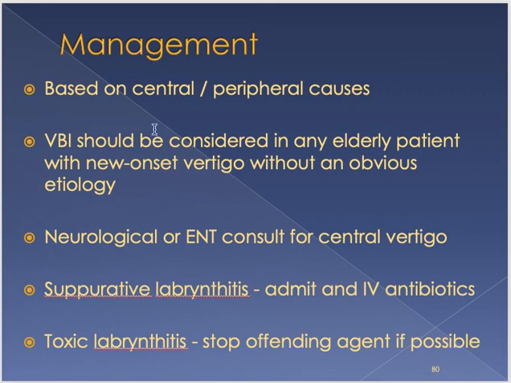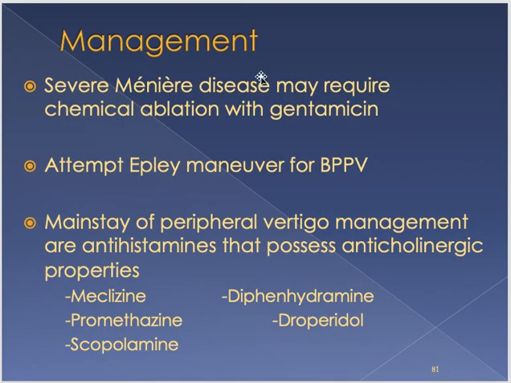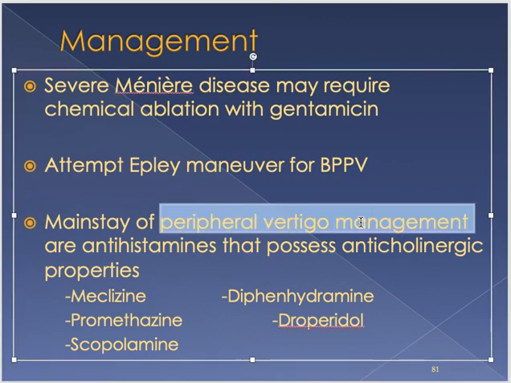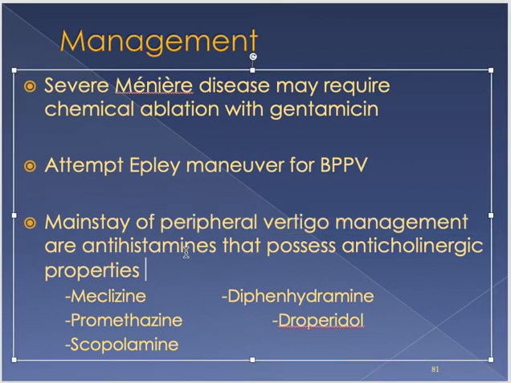So the management is based on the cause. Of course, treat the cause, whether it's a central one or a peripheral one, and whether neurological signs are present. If there is suppurative labyrinthitis, admit and give IV antibiotics. Toxic one, stop the offending drugs. So of course, the management depends on the cause. For BPPV, give them the Epley maneuver, treat Meniere's disease if it is the cause. But the mainstay of peripheral vertigo management is again antihistamines that possess anticholinergic properties. So we give them these drugs. You can give them vestibular sedatives, right?